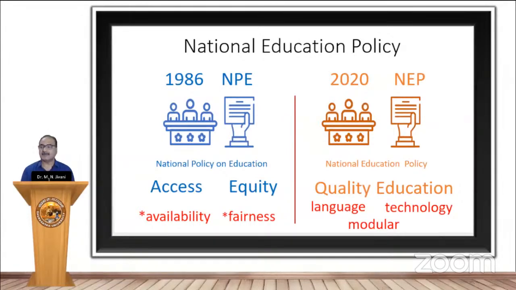Now NEP 2020 is focusing on language, technology, and the modular system. These are the 3 key parameters. When you go through the entire manual, you will find these 3 major features in NEP 2020: one is language, another is technology, and the third is a modular system. These are the three main points NEP 2020 is considering.